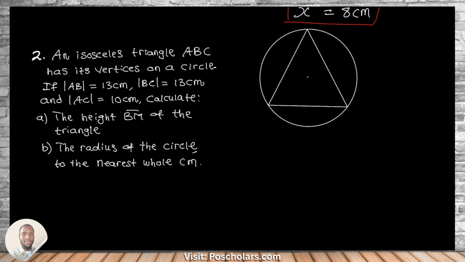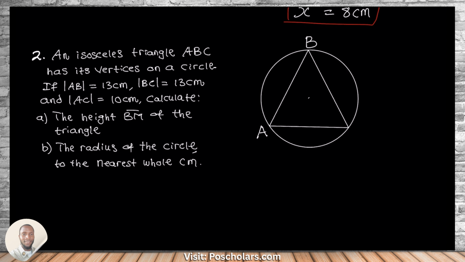By now you should know what a vertex is. A vertex is the point where two or more sides meet. So this is a vertex, this is a vertex, and this is a vertex. Now let's label these points ABC. So we have point A, point B, and point C.